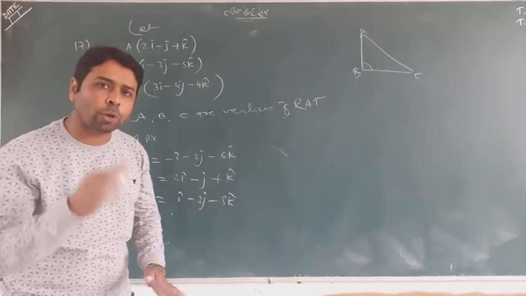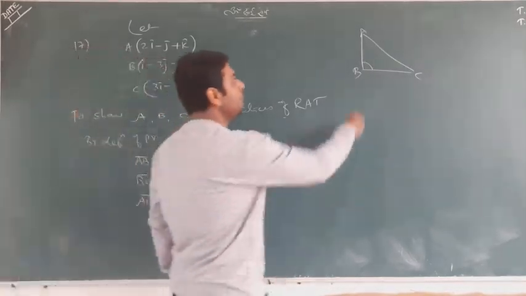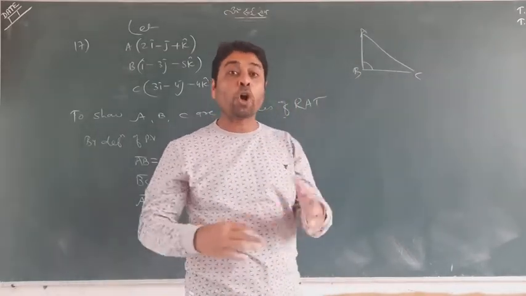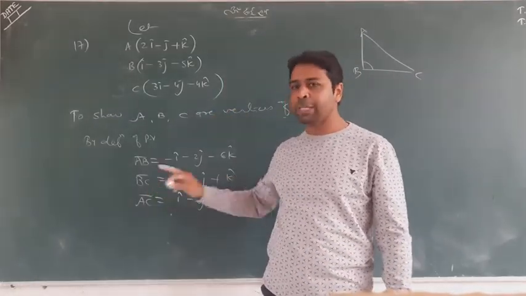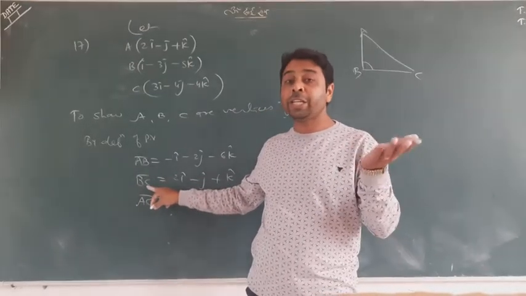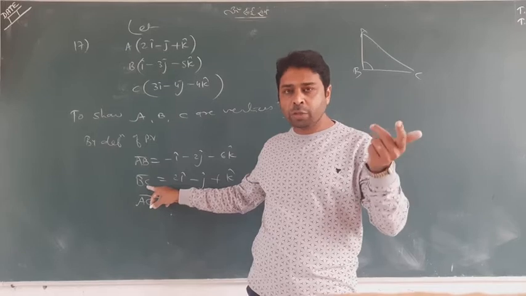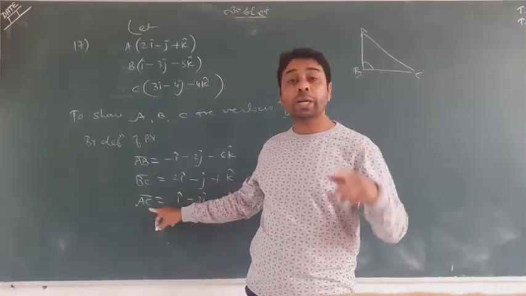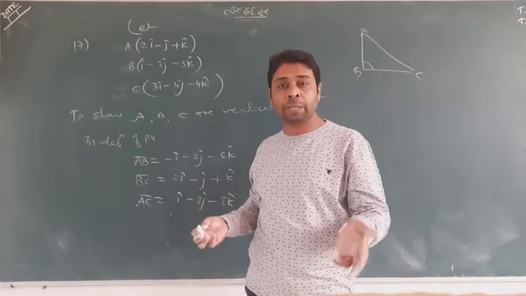Now you find the dot product of any two vectors, like AB, BC, CA, something like that. Suppose AB dot BC I am getting 0. Meaning the angle between AB and BC is 90 degrees. Because if the dot product is 0, suppose BC dot AC equals 0, meaning the angle between these two vectors is 90 degrees. Meaning it is a right angle triangle.